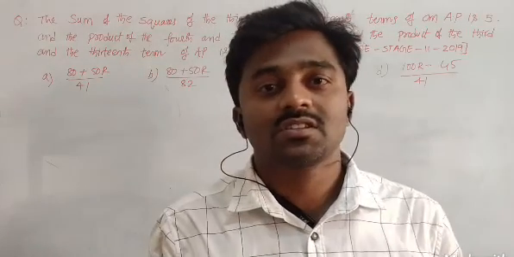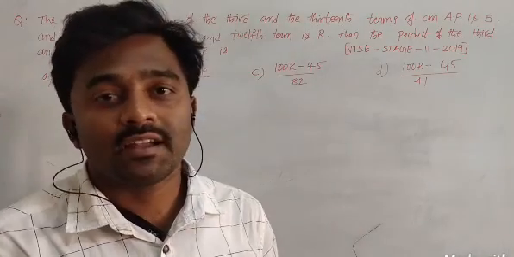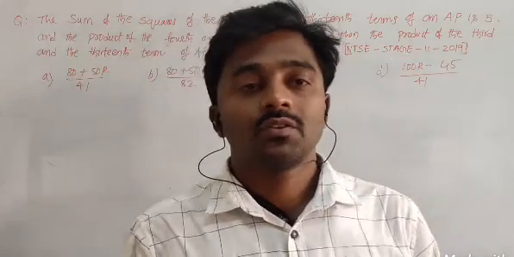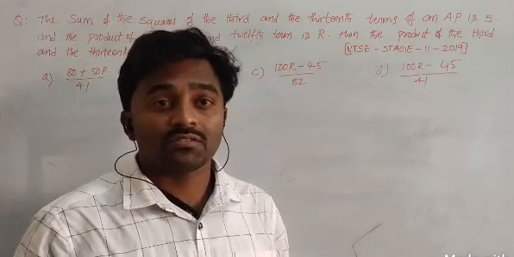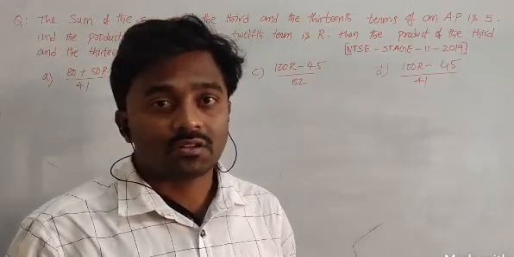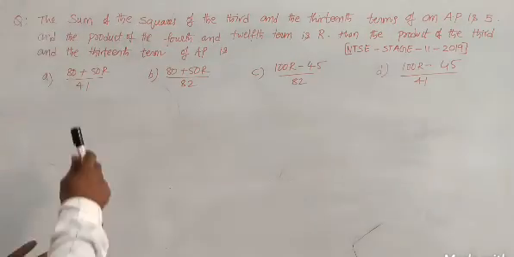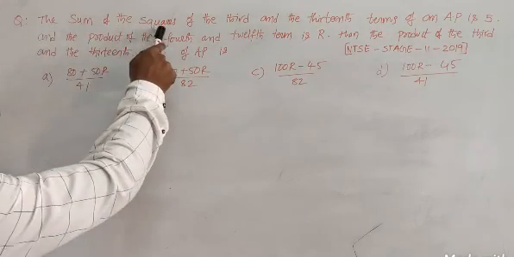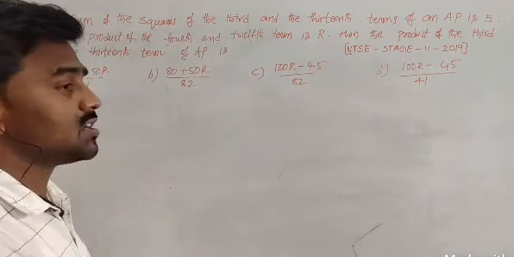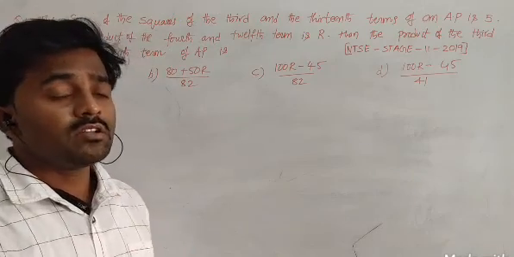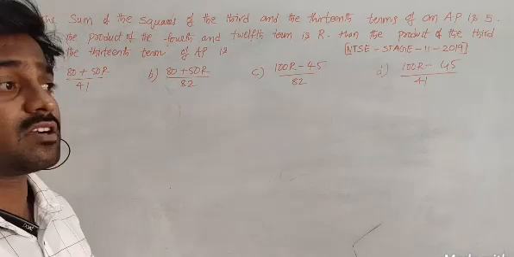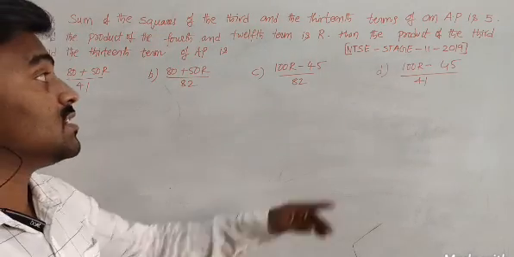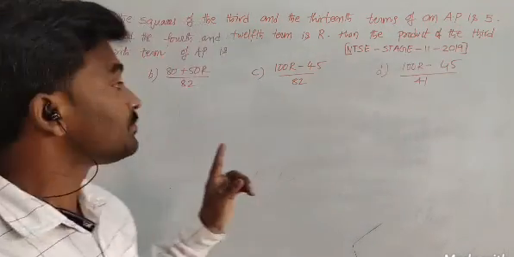Second question, which is asked in NTSC 2019 Stage 2. This question is asked from arithmetic progression, which is a very nice question. Everybody see the question. The sum of the squares of the third and 13th term, that is A3 and A13, is 5.